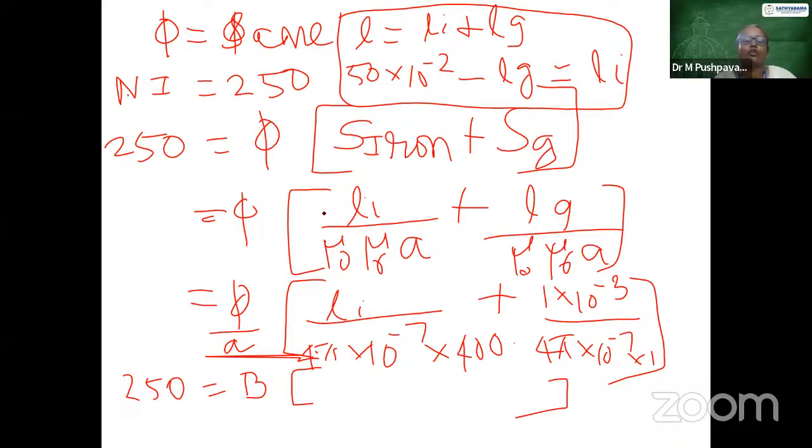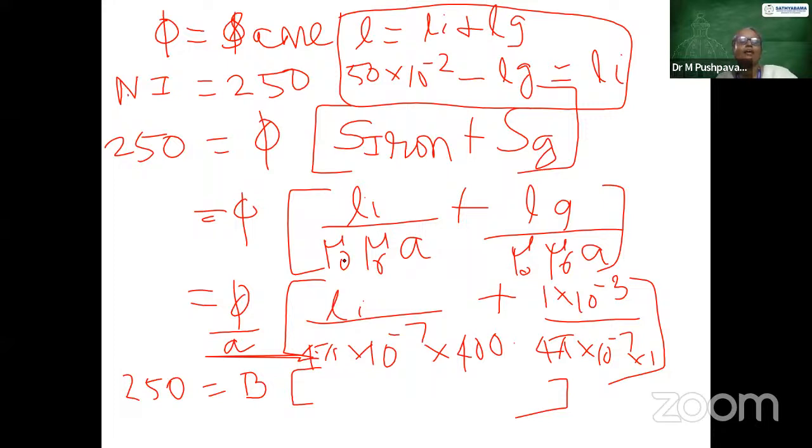Yeah. Actually, you all understand. Li by nu naught nu r. The reluctance formula we know, L by nu naught nu r into A. That's why in the first slide I have shown some of the formulas. Very simple formulas. Flux density equal to flux by area. MMF equal to flux into reluctance. B is equal to nu H. H is equal to Ni by L. Some ten formulas you have to remember.